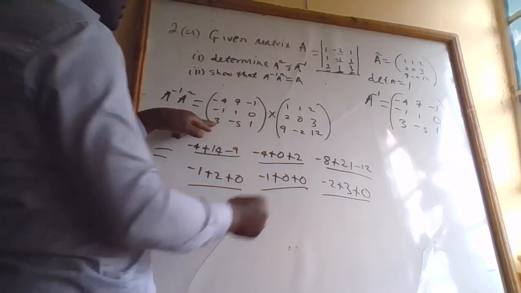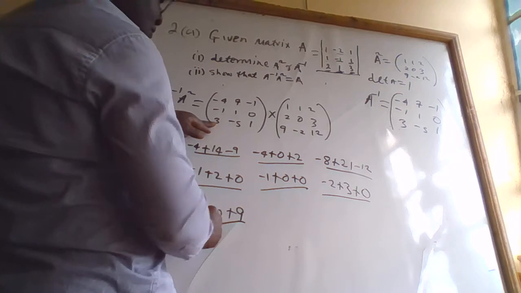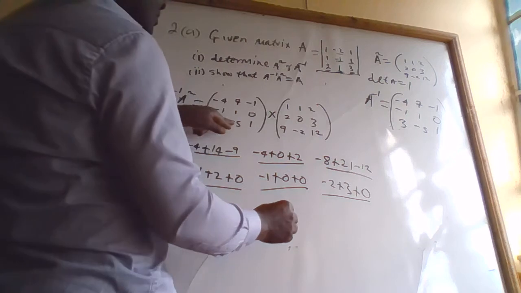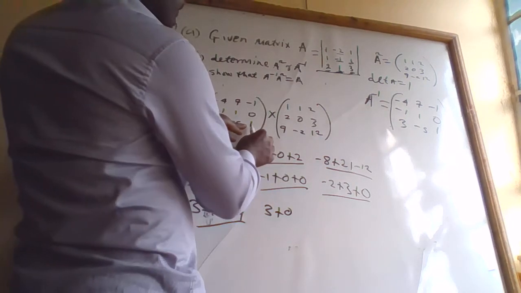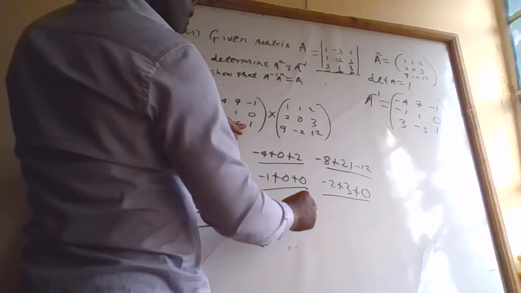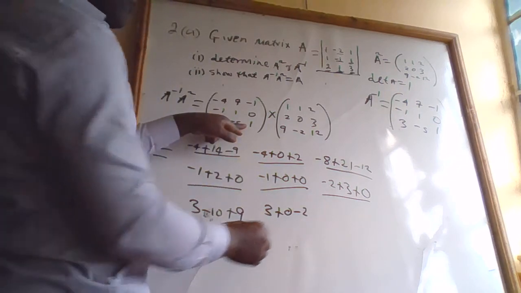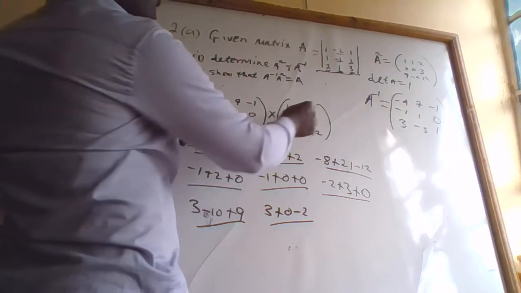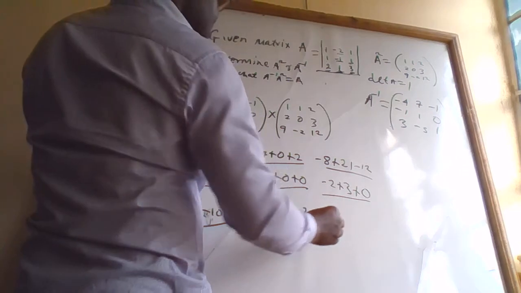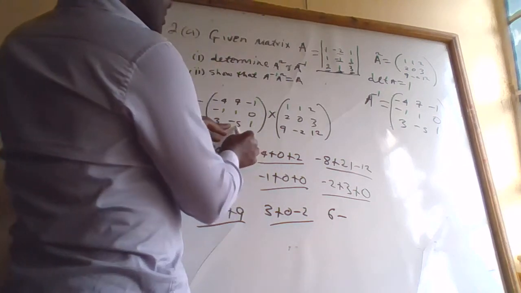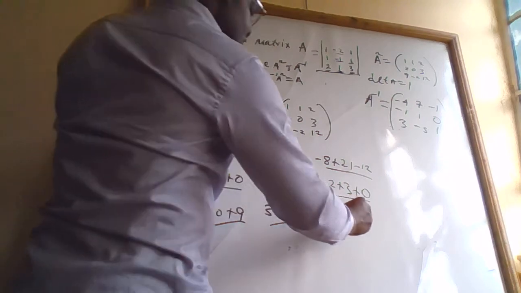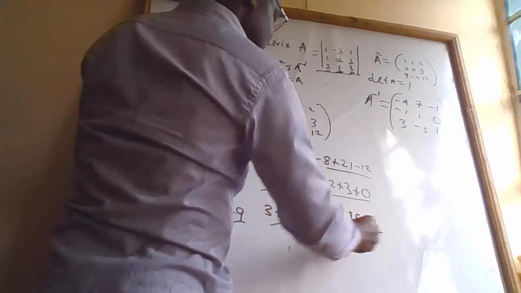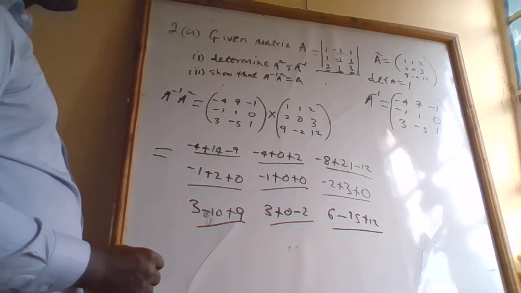Move on, 3 times 1, we have 3, plus negative 5 times 0, 0. Then negative 1 times negative 1, we have negative 2. Then lastly we have 3 times 2, 6. Then minus negative 5 times 3, 15. Then you have 1 times 12, plus 12, like that.